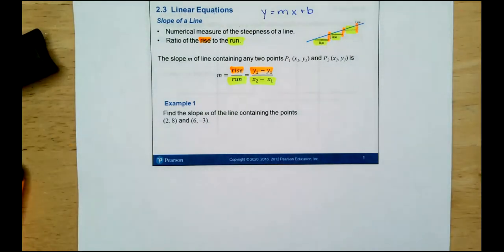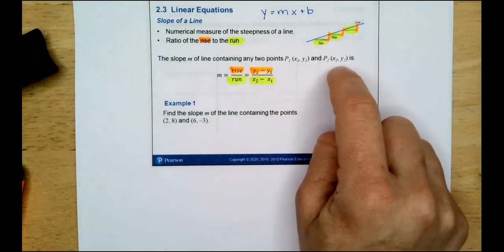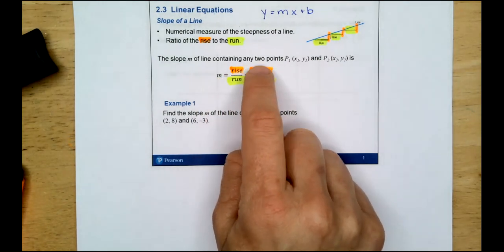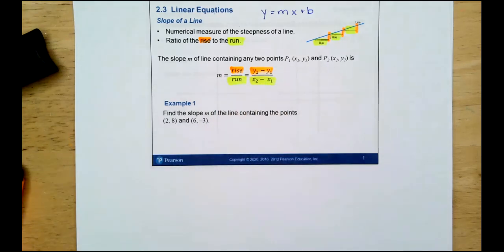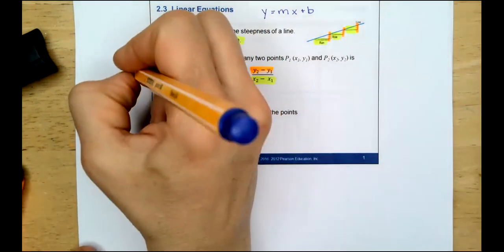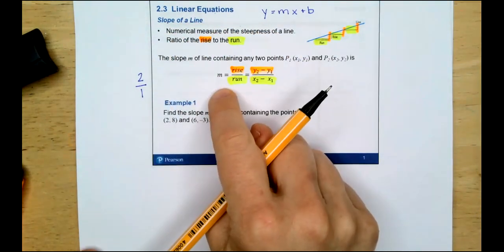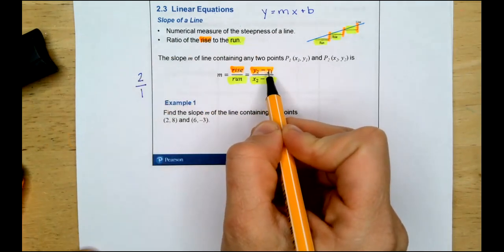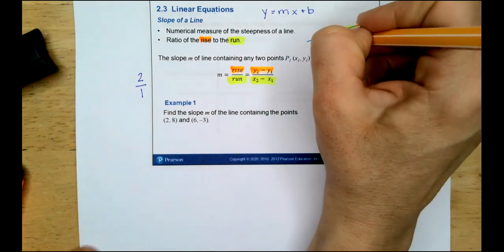So the slope m of a line containing any 2 points, P1, point 1, and P2, point 2, is the rise, or the difference in y values, divided by the run, or the difference in x values. Even if it's a whole number, like the number 2, you can write it as 2 over 1. So unless it's a whole number, we look at it as a fraction. The top number of your fraction is how many spaces you're going to move up, right? So this is plus 1, it looks like.